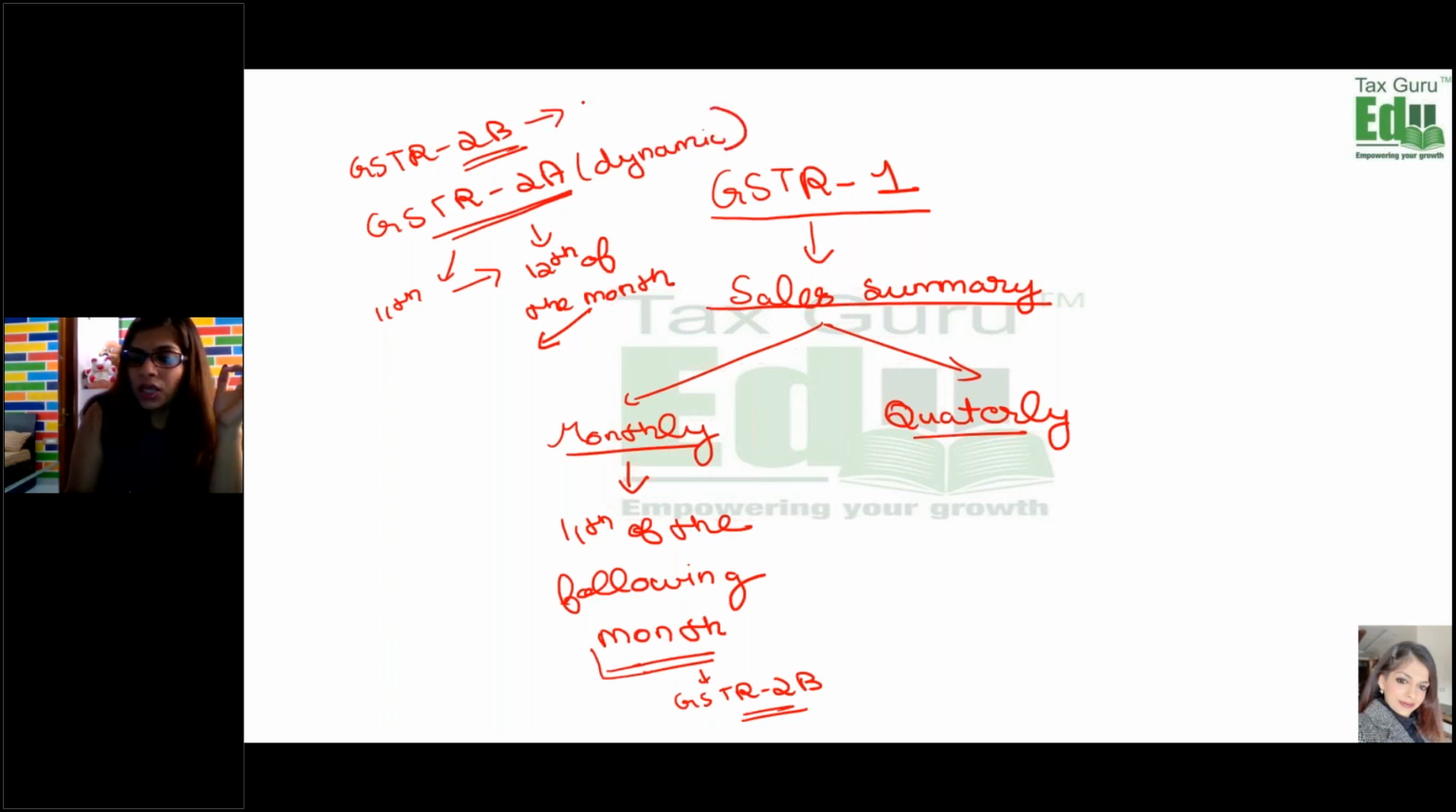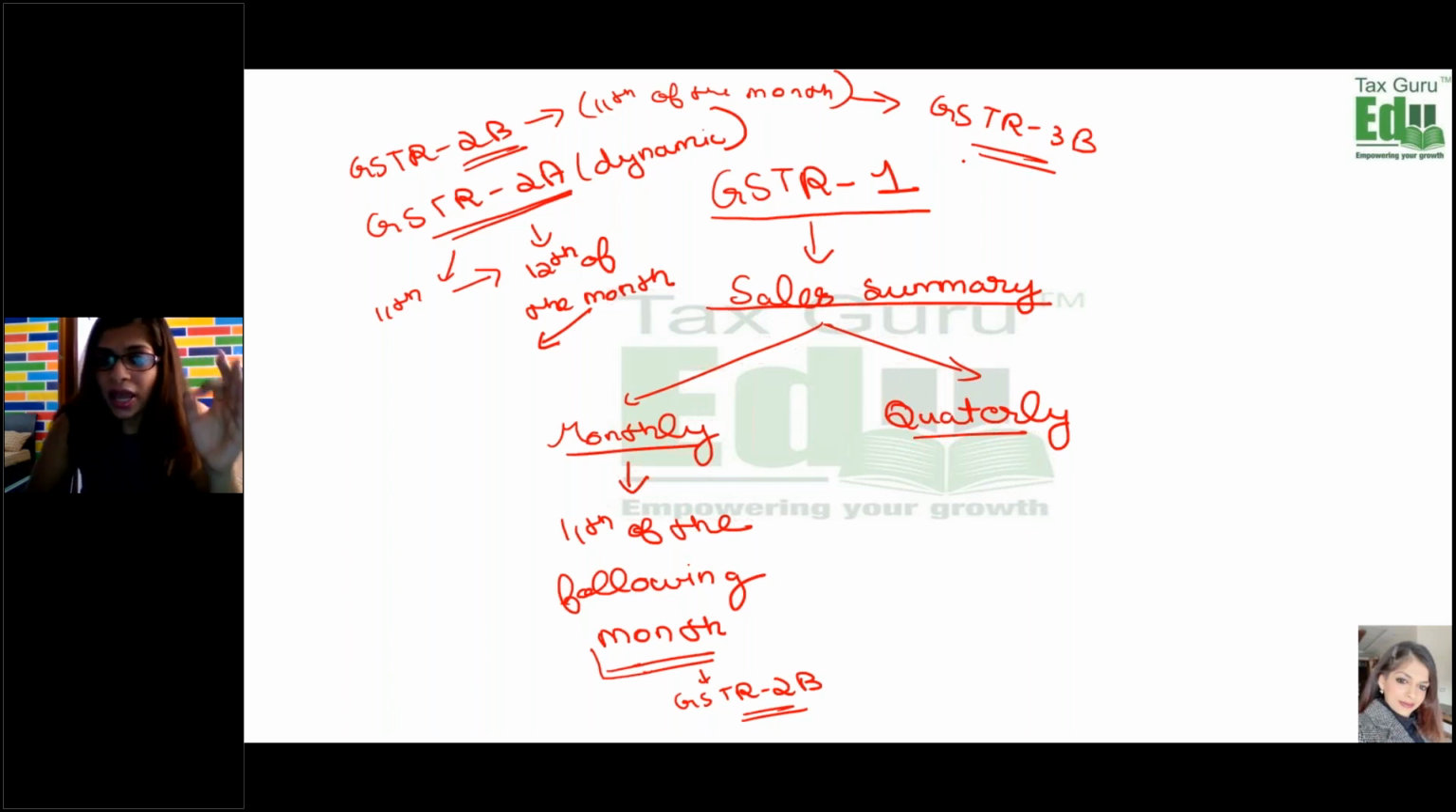But 2B is something which was stopped on the 11th of the month. And this 2B data is now getting reflected into my GSTR 3B. So I am getting the ITC details as per GSTR 2B, not 2A.